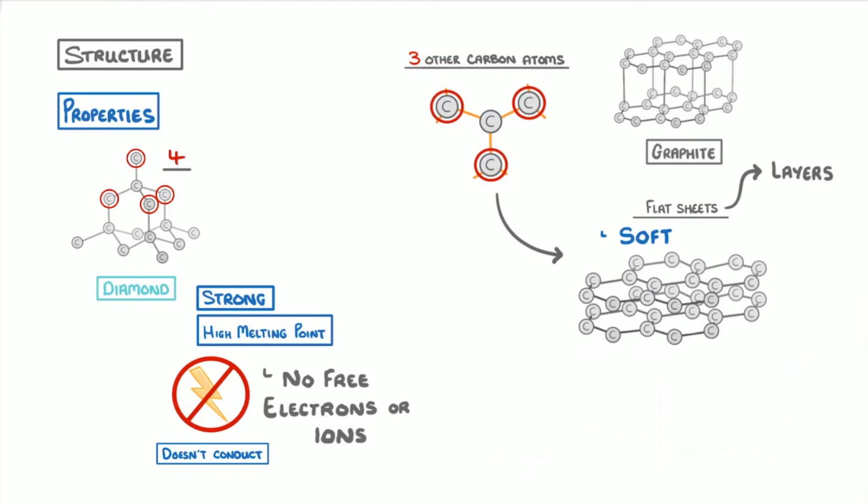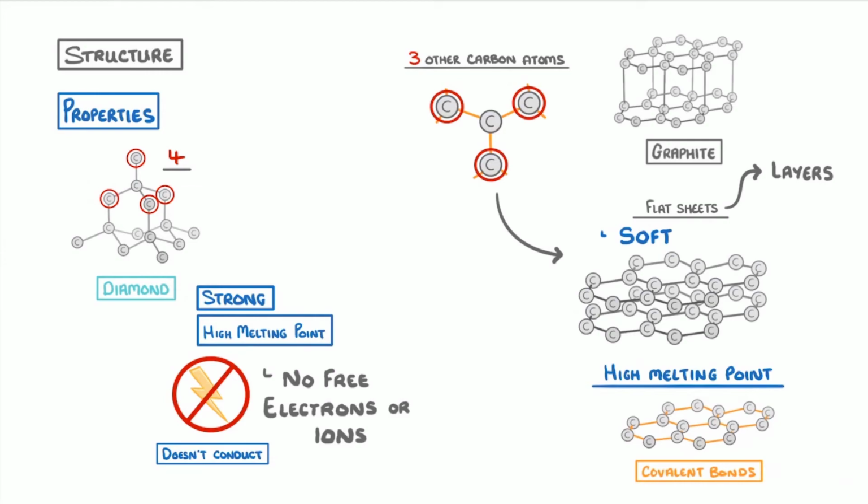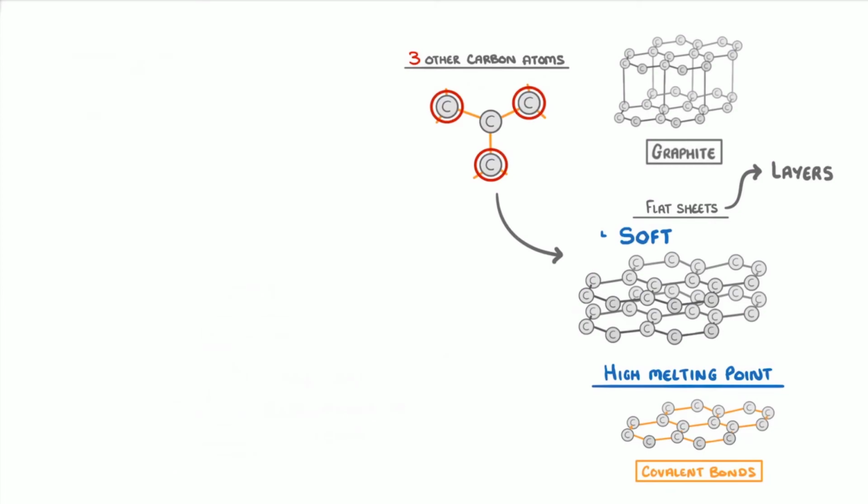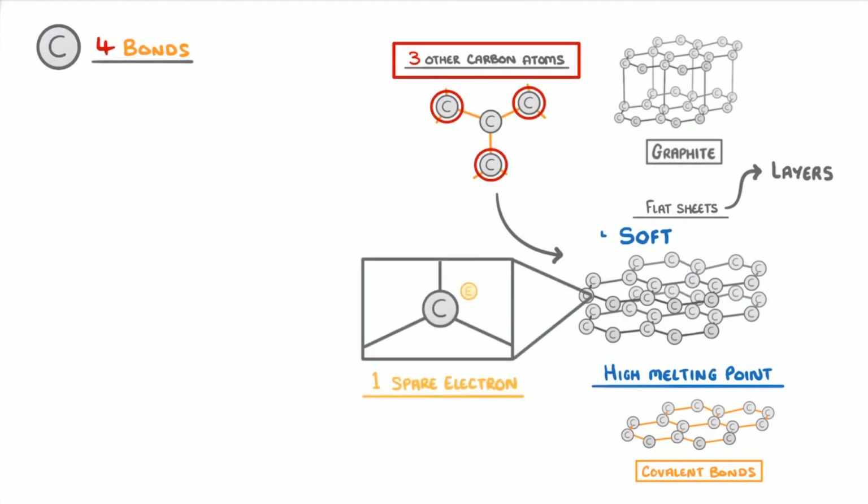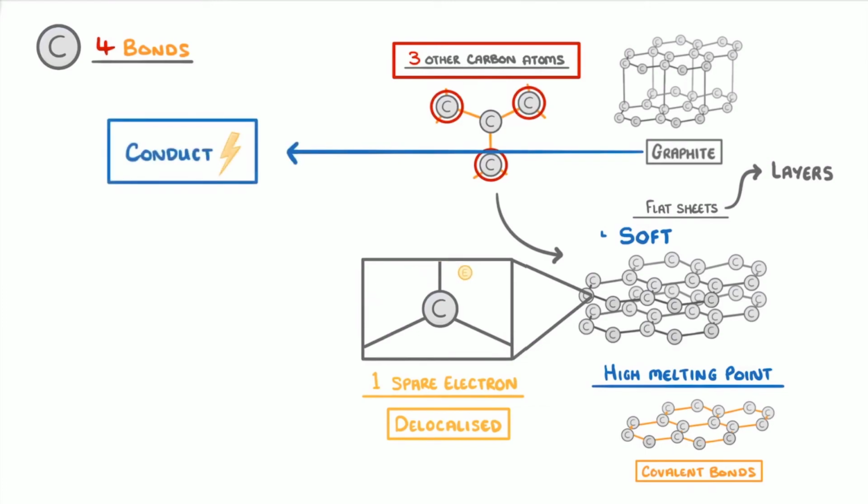That said, graphite still has a very high melting point, because the individual layers are strongly held together with covalent bonds. Now, do you remember how earlier we said that carbon atoms can make 4 covalent bonds each, but in graphite they only make 3? Well, that means that each carbon atom in graphite has 1 spare electron that it's not using in bonding. Instead, this electron becomes delocalized, which basically means that it's free to move around. And all of these free electrons allow the graphite to conduct electricity and heat.